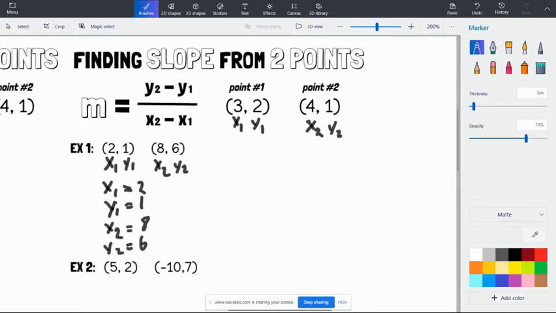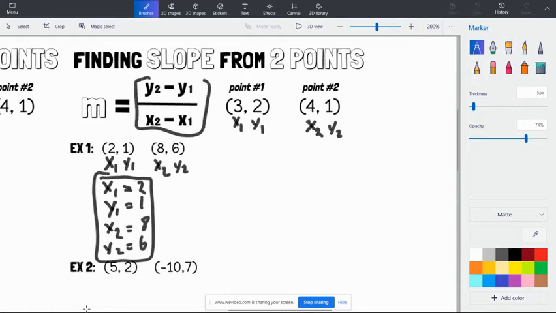All right, so we have all of our values. Now all we have to do is just plug these values into this formula. Let's do it. Y sub 2 is 6 minus y sub 1, which is 1, divided by x sub 2, 8, minus x sub 1, 2. Okay, 6 minus 1, 8 minus 2, everything's good.